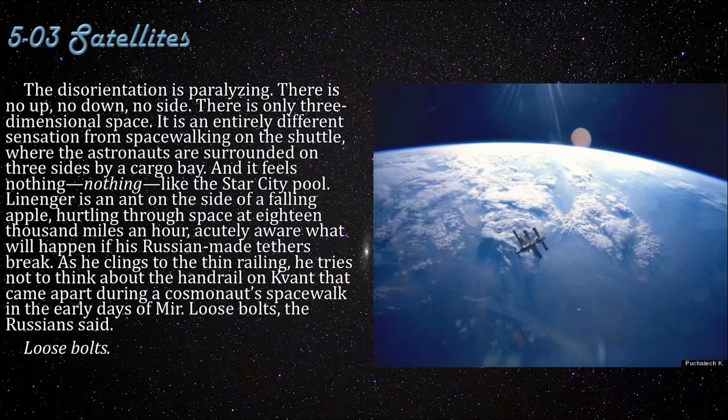The disorientation is paralyzing. There is no up, no down, no side. There is only three-dimensional space. It is an entirely different sensation from spacewalking on the shuttle, where the astronauts are surrounded on 3 sides by a cargo bay. And it feels nothing like the Star City training pool. Leninger is an ant on the side of a falling apple, hurtling through space at 18,000 miles an hour, acutely aware what will happen if his Russian-made tethers break. As he clings to the thin railing, he tries not to think about the handrail and the command module that came apart during a cosmonaut spacewalk in the early days of Mir. Loose bolts, the Russian said. Loose bolts.